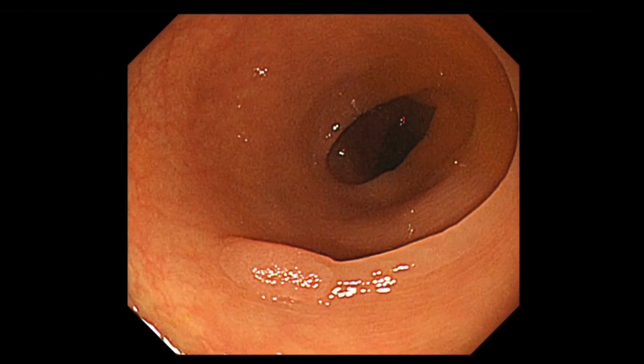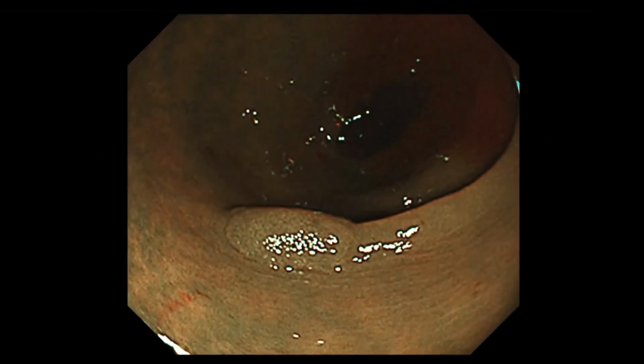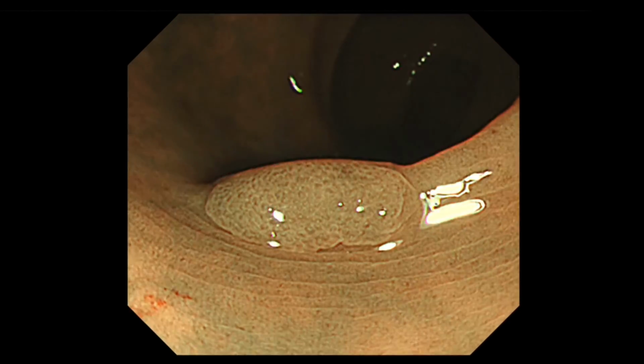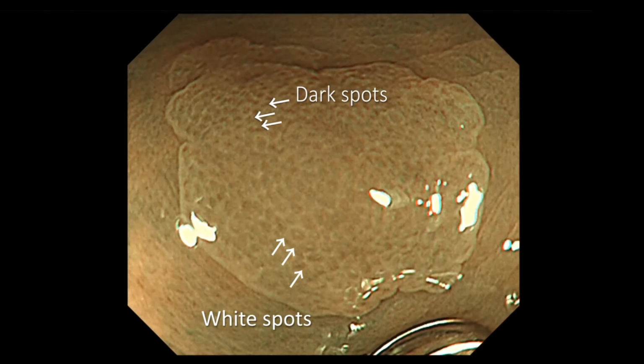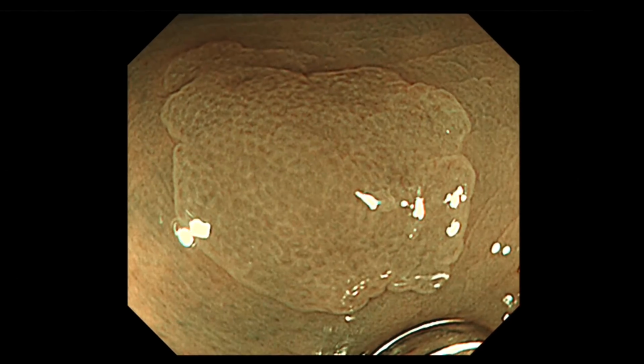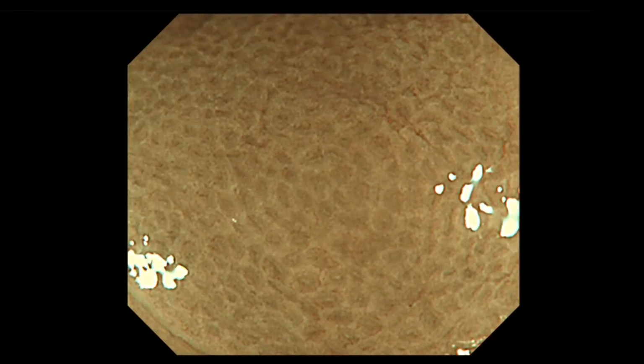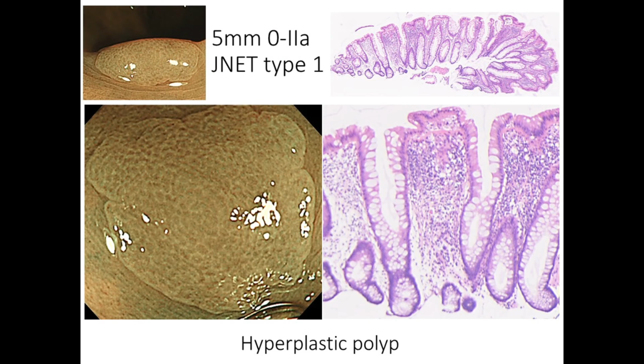Here we have a slightly elevated polyp 5 mm in diameter. We cannot see any vessel structures on this polyp. Both regular white spots and dark spots are observable on this polyp, and the surface structure of this lesion has no specific features, and the pattern is similar to the surrounding normal mucosa. Therefore, this lesion is classified as JNET Type 1. This polyp was resected by snare polypectomy. The histopathological images on the right-hand side show serrated glands without any dysplastic change, so it is diagnosed as hyperplastic polyp.